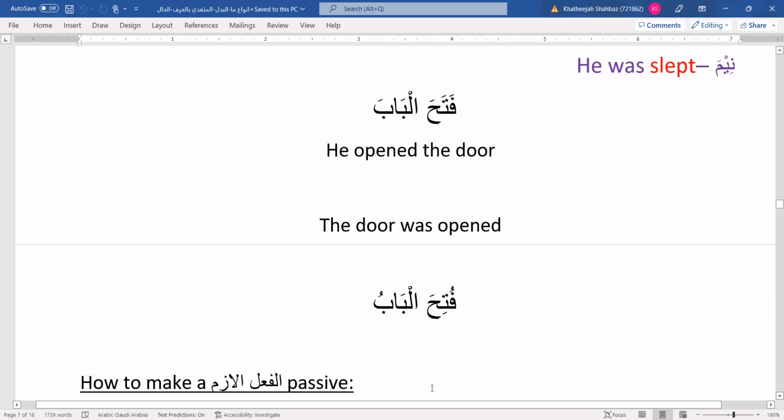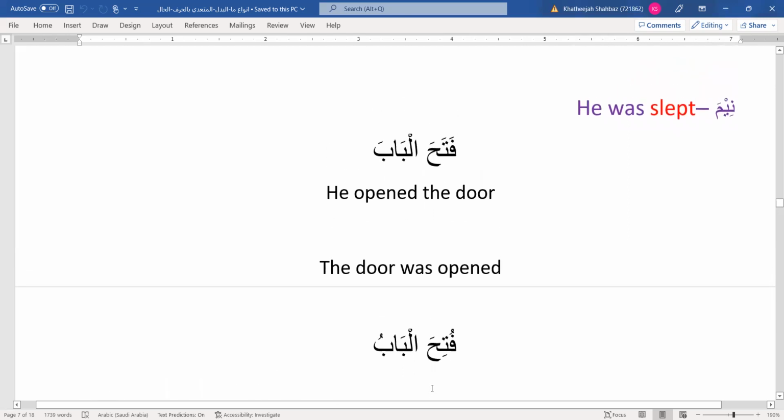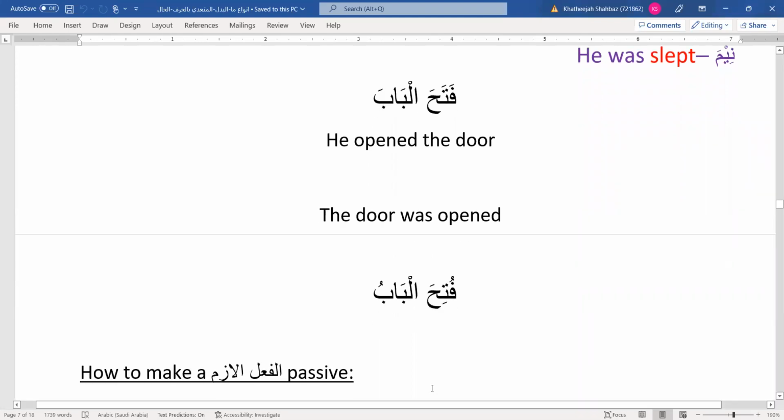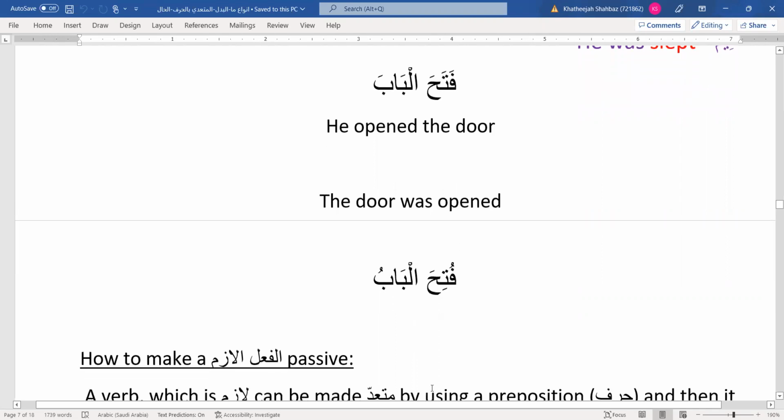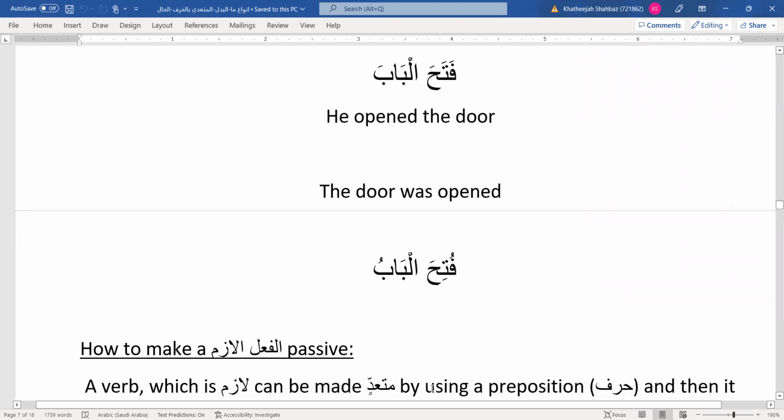Okay. So up till now, what we have learned, or I have revised, is that a failul lazim cannot be changed into passive voice. But actually there is a way. There is a special method by using which we can change al-failul lazim into passive. And how do we do that?